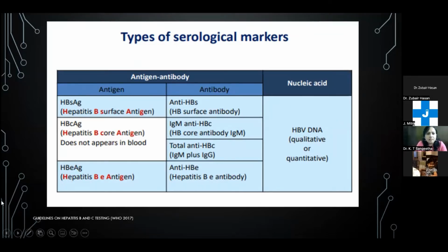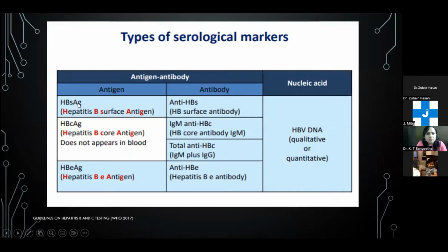Next is the hepatitis core antigen. This antigen is not secreted, so that is why it does not appear in the blood. So this is not used for diagnosis of hepatitis B. Next is the pre-core antigen, which I mentioned, that is the HBe antigen. This can be detected in the serum.